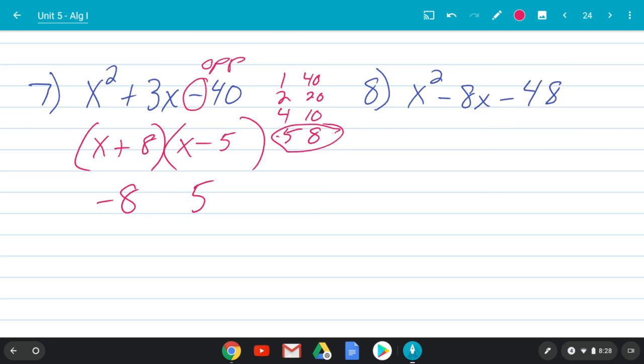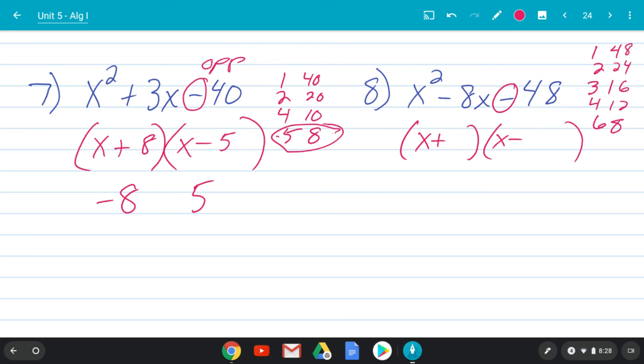Number 8. Is there a GCF? No. Is there a leading coefficient? No. Split in signs. X in each. Signs are opposite, so a plus and a minus. Factors of 48. 1 and 48. 2 and 24. 3 and 16. 4 and 12. 5 does not. 6 and 8. Which of those come together with opposite signs to get me an 8? 4 and 12. Larger number gets the sign from the middle, so 12 has to be negative. 4's got to be positive. How you feeling about this? Good? Better? Bad? I got a lot of thumbs ups.